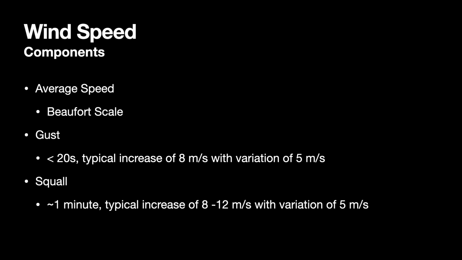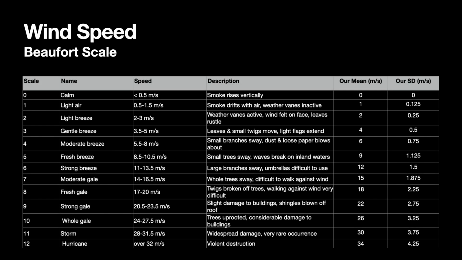A gust is typically a very short increase in wind speed, less than 20 seconds, whereas a squall is something that lasts much longer and is a little bit more spiky. As I said, for the average speed we'll use the Beaufort scale. Rather than exposing the bandpass filter cutoff and resonance to the gain, we will expose an integer which represents the average wind speed based on the Beaufort scale.